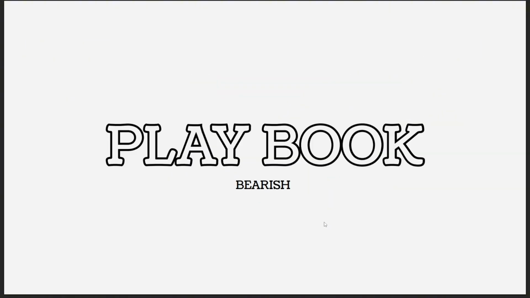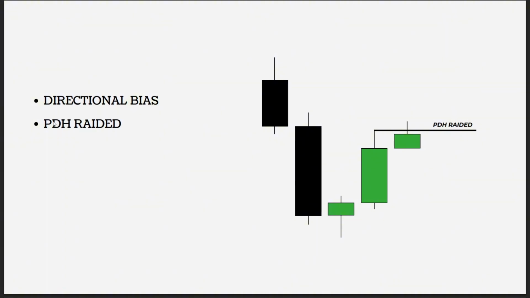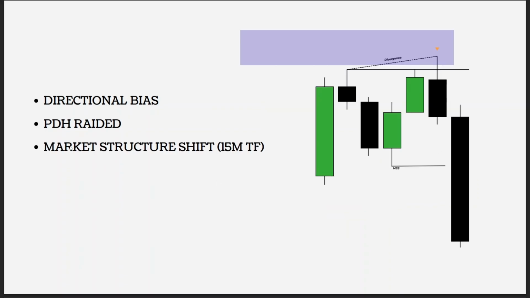Now for the bearish example, it's just the opposite. We want to see the directional bias to be declining. Let's be bearish. Now we want to see the previous day's high get swept. So just as it swept the previous day's high, we now jump to the 15 minutes time frame and start looking for a valid structure shift.